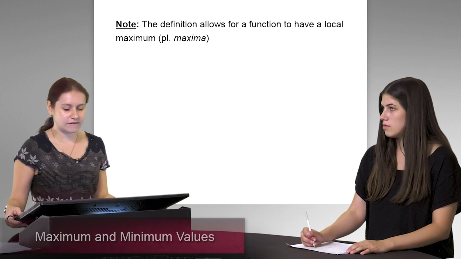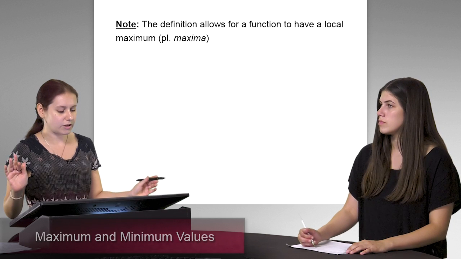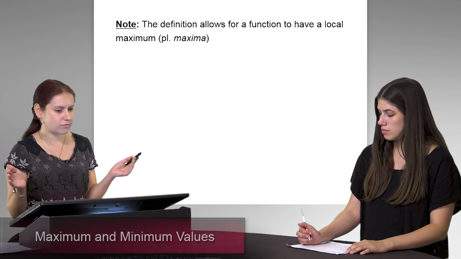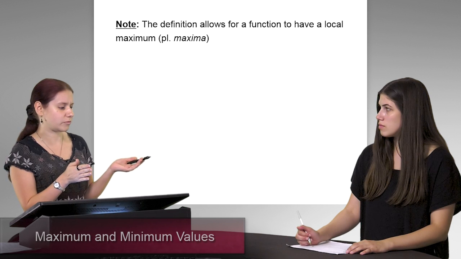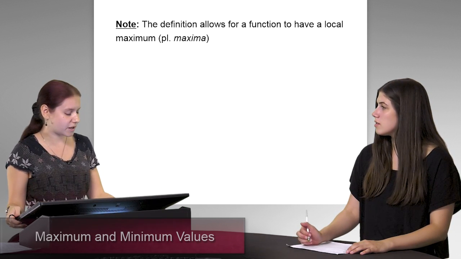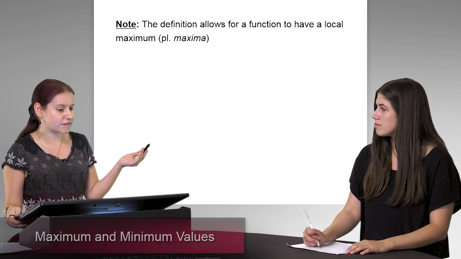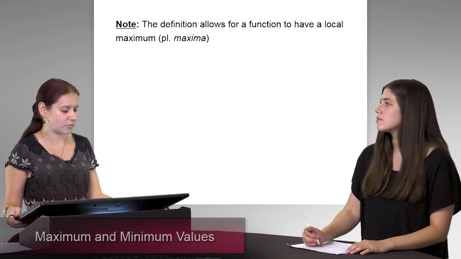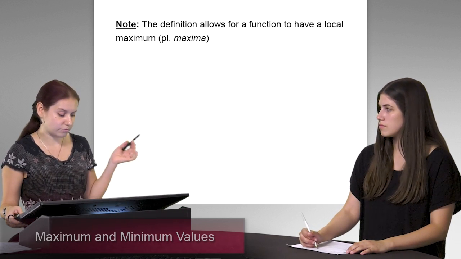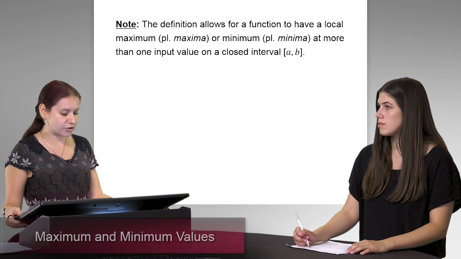The definition says that we might have a local maximum and local minimum here, but here's a nice question. Do you think we can have only a unique local maximum or local minimum, or can we have many? We could have many, right? We might have many, and that's exactly right. We even have a lot of examples, and we're going to look at one soon. In this case, we call them maxima, many, or minima, many, at more than one input value on a closed interval.